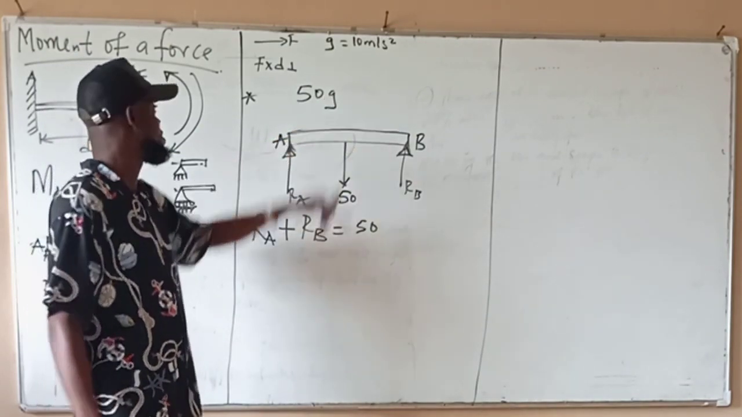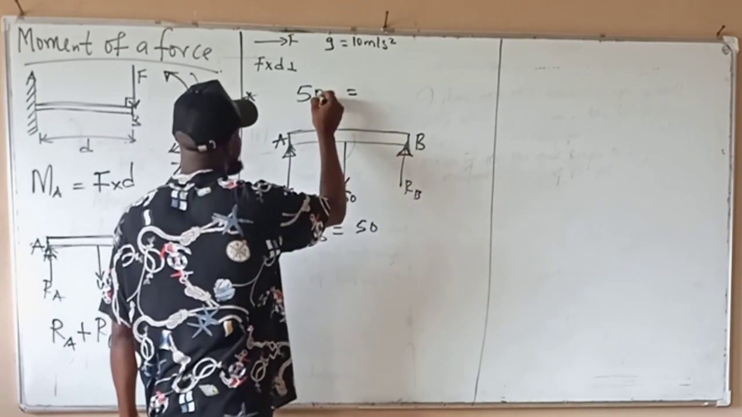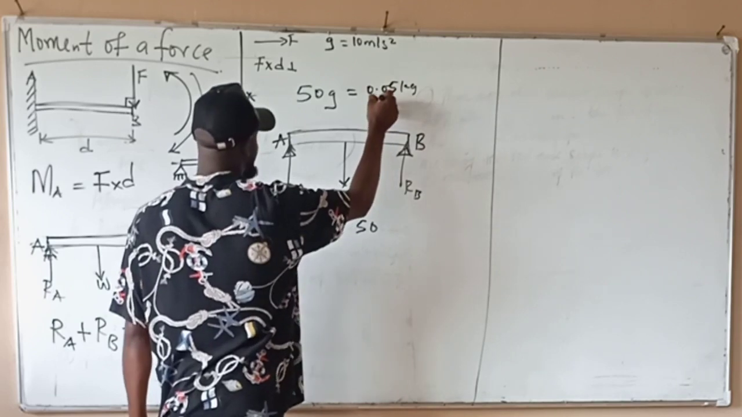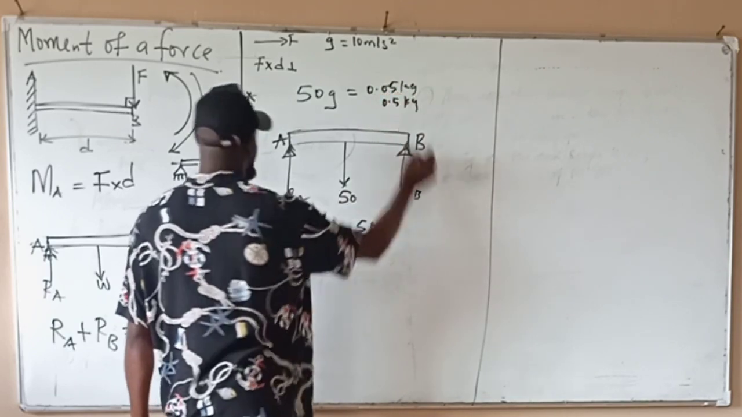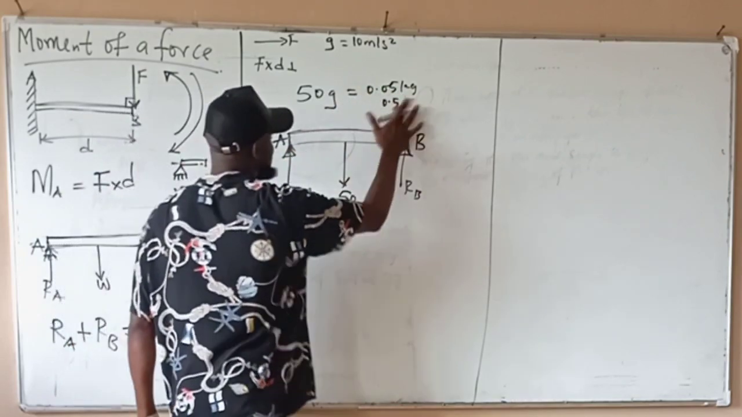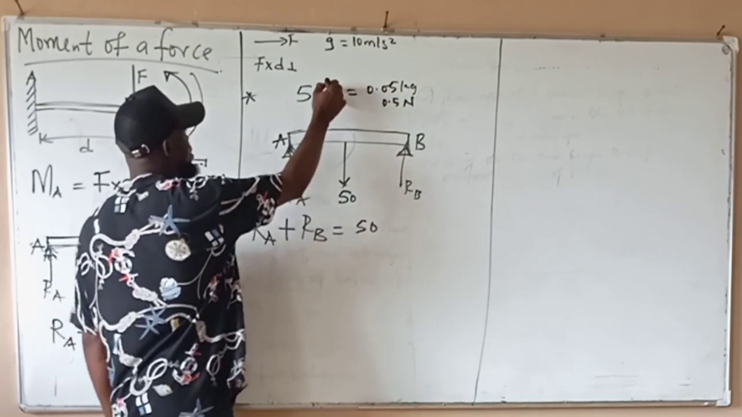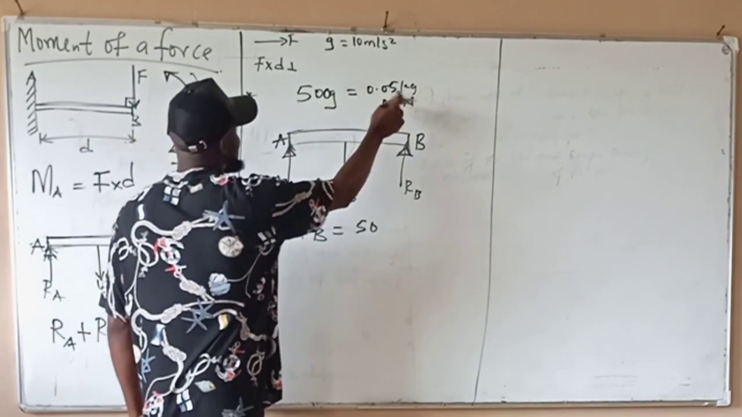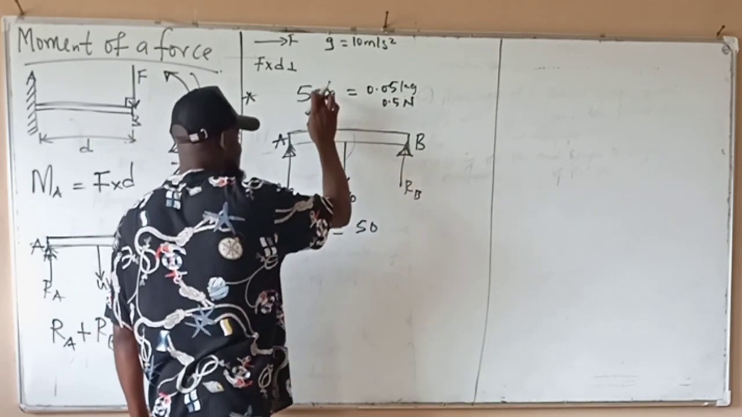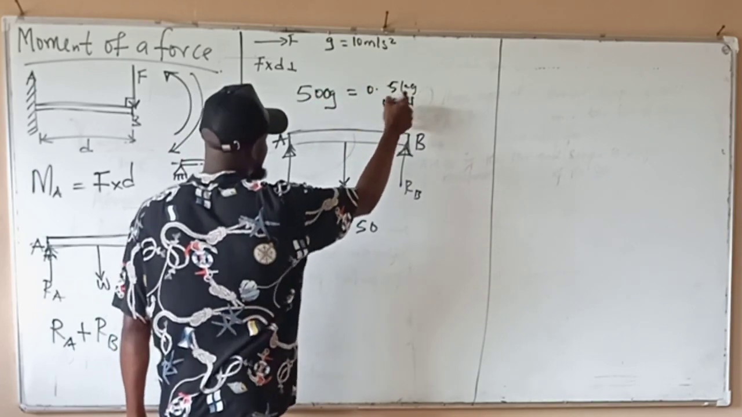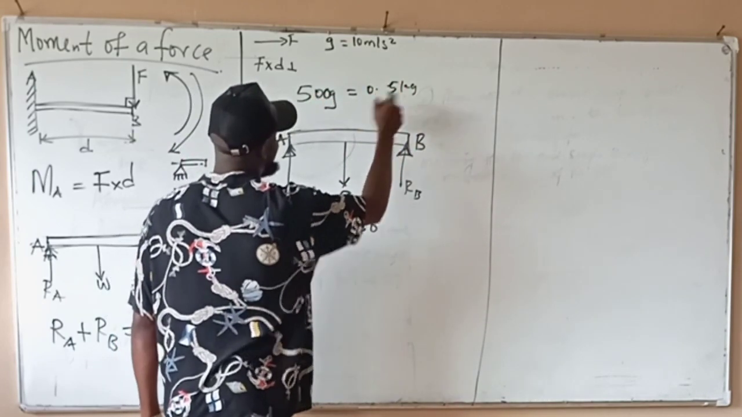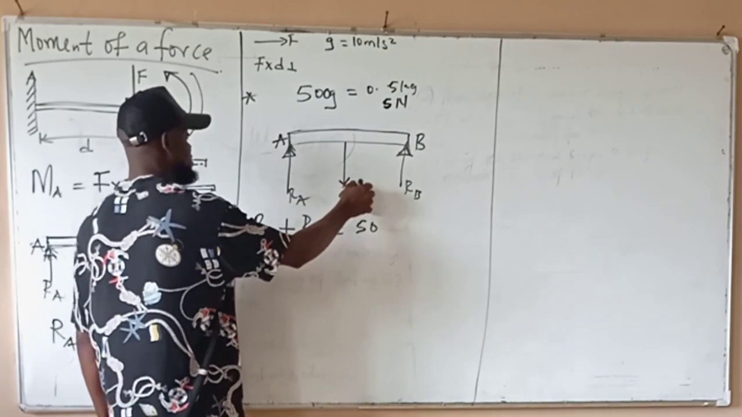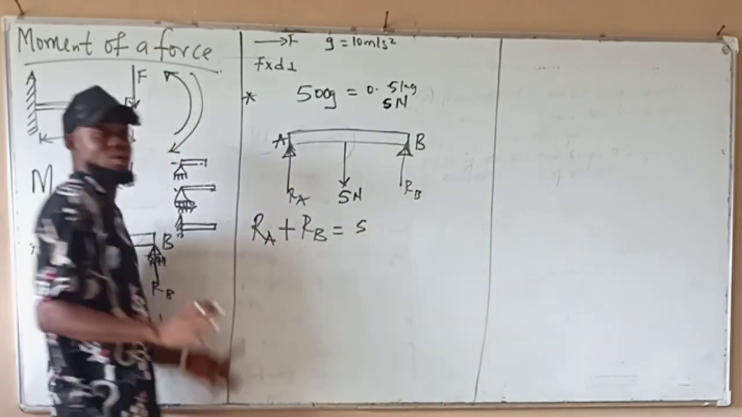So this one is in grams now. 50 grams divided by 1000 is 0.05 kilogram. Multiplied by 10 will be 0.5 newtons. So let me take it at 500 grams, so that's going to be a little bit big. 500 grams: if you multiply by 1 kilogram and divide by 1000, you have 0.5. Then multiply by 10 again, you have 5 newtons. So this will be 5 newtons. That is the weight. I hope you understand that.